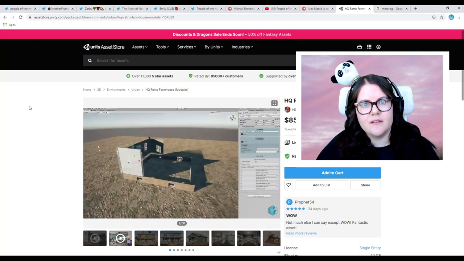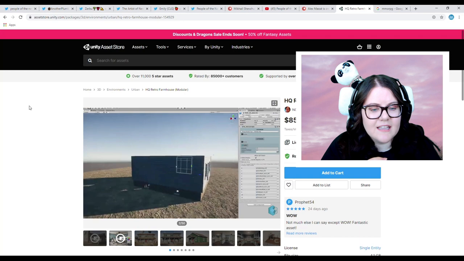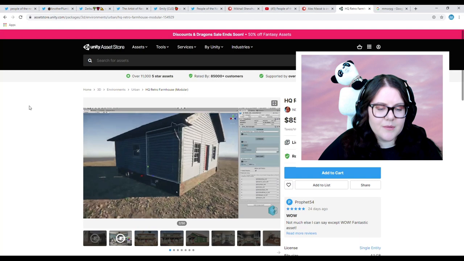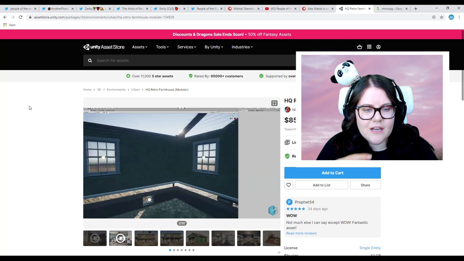So the farmhouse that we see in this video is actually from the Unity Asset Store. You can see there's a screenshot of the living room. It is actually from this video here called HQ Retro Farmhouse from the Unity Asset Store. It's also on YouTube if you want to look it up. So you can buy the assets to build this house in your game and not actually develop it yourself. So I understand the use of assets so that they could save money.